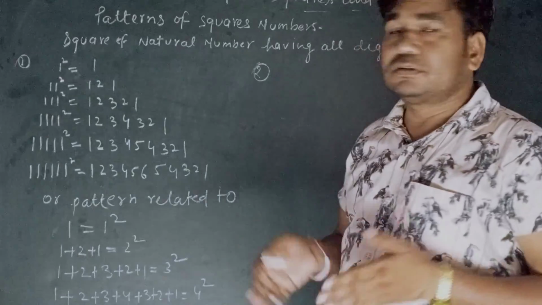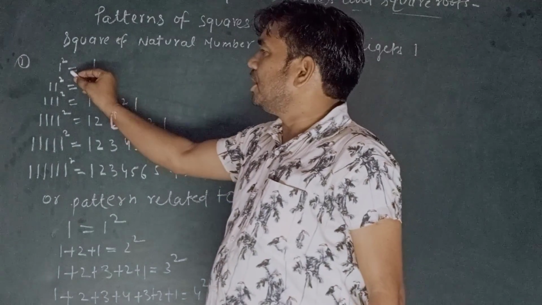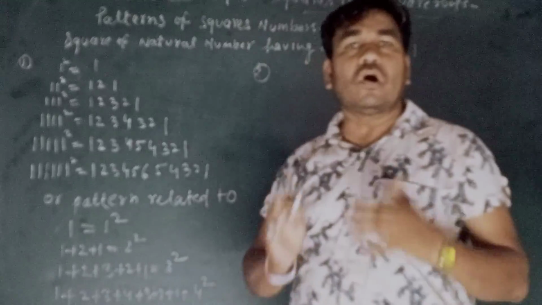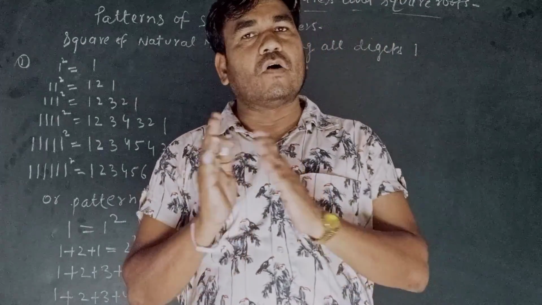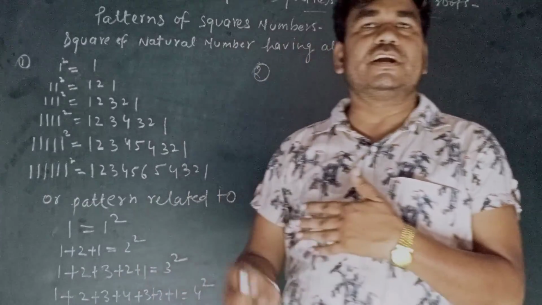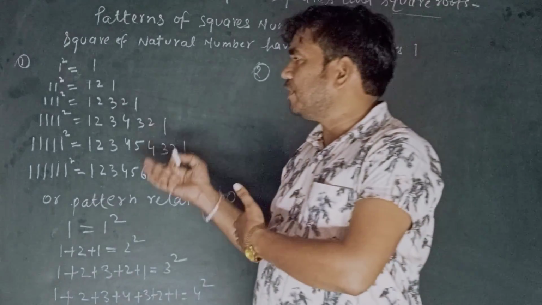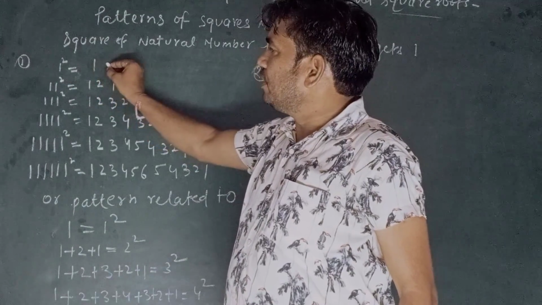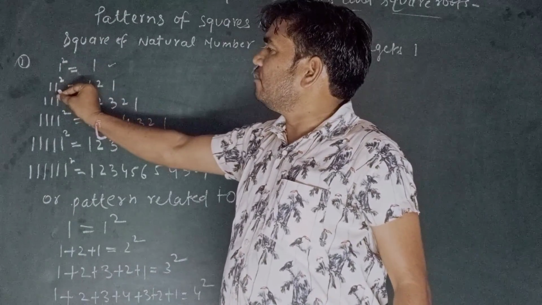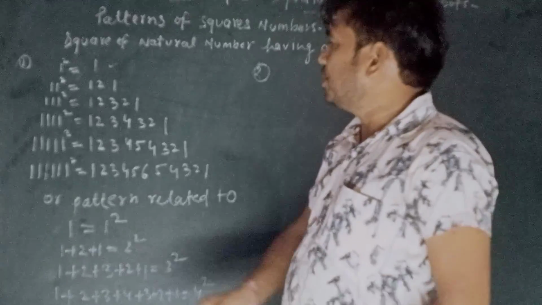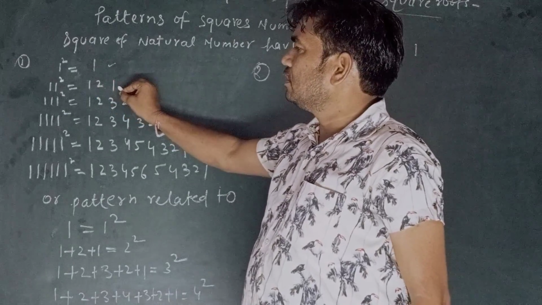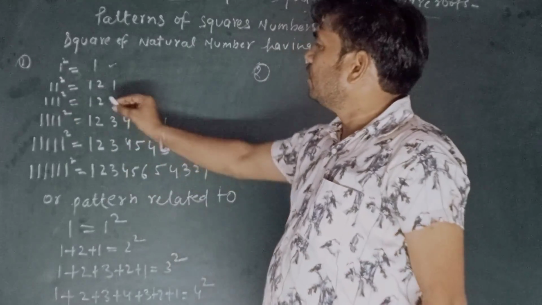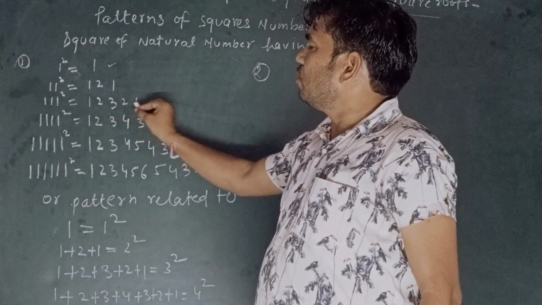Let us take the first pattern, that is the squares of numbers having all digits 1. After that we have a great pattern like this: 1 square equals 1, 11 square equals 121, and 111 square equals 12321.